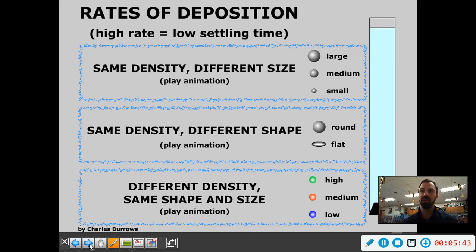There were animations here. Unfortunately, I cannot play them anymore.